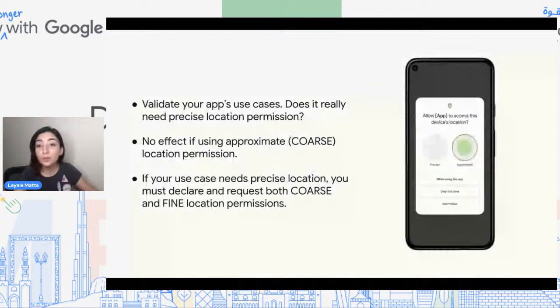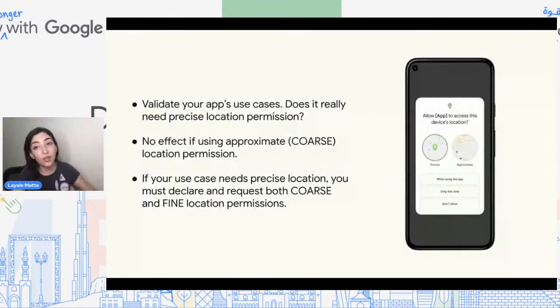So make sure you validate your app's use cases and make sure that you really need the precise location permission before using it. So if you're using coarse permission already, there shouldn't be any effects on your apps. If your use case needs a precise location, you must declare and request both location permissions. And also, make sure that your app works with coarse location, since this is an option which the user might choose, only the coarse location.